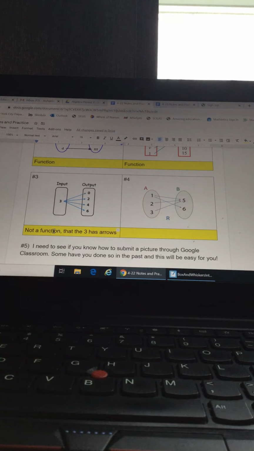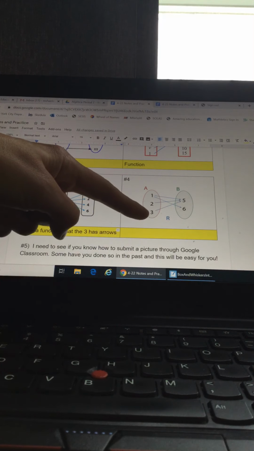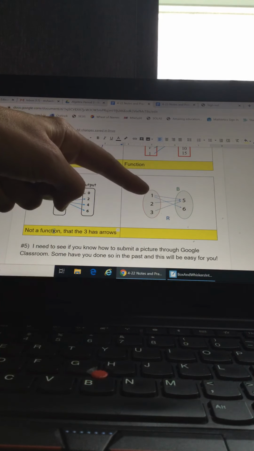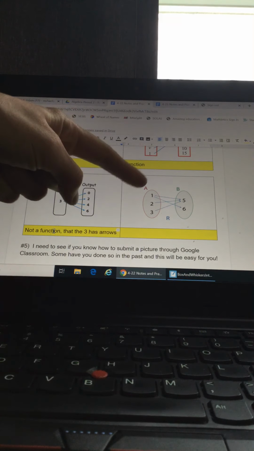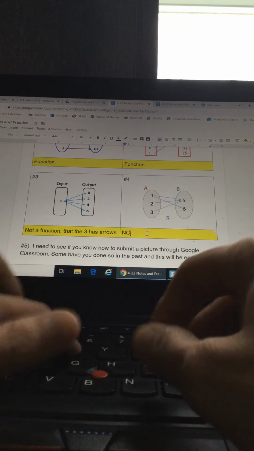Looking at A, again, a little bit tricky. So I have 1, 2, 3. Looking at the 3, there's only 1 arrow. Looking at the 2, there's only 1 arrow. But however, the 1 has 2 arrows. So even though the 2 and the 3 only have 1 arrow, because the 1 has 2, this is not a function. So I'm going to write not a function.